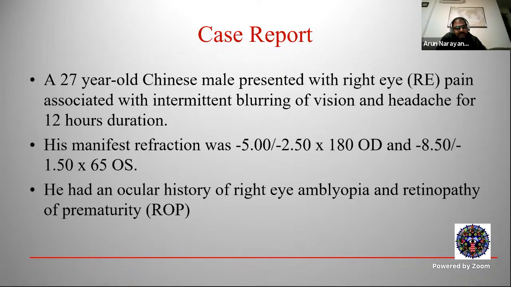Do I have enough time to run through a case? Yes, please do. Okay.